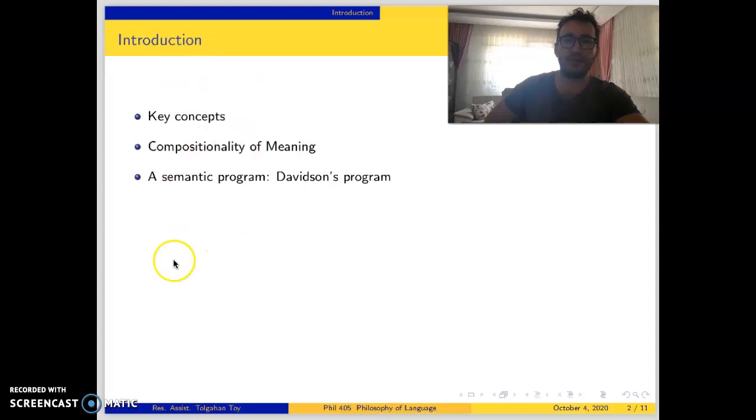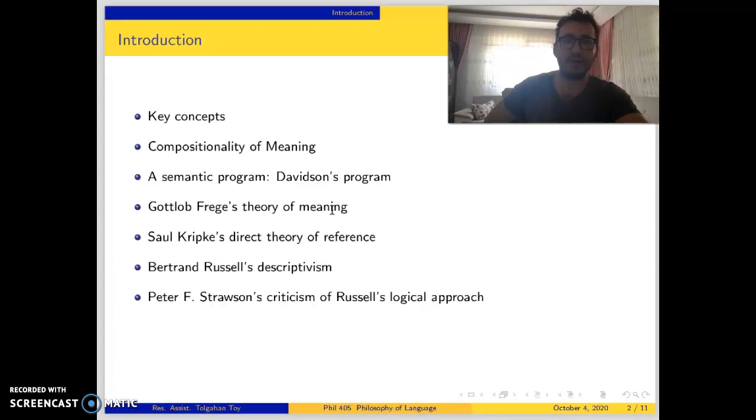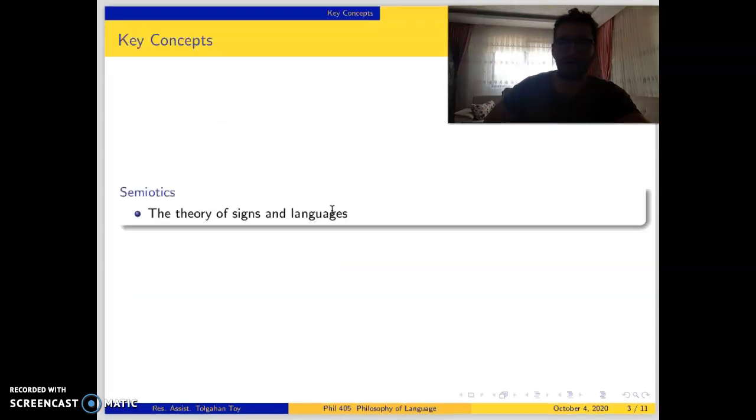After these introductory parts, we will go on with basic views in philosophy of language. We will start with Gottlob Frege's theory of meaning, sense, and reference. Then we have Saul Kripke's alternative theory, the direct theory of reference, and then we have descriptivism. Then we have criticism of descriptivism. Let's start with the key concepts.